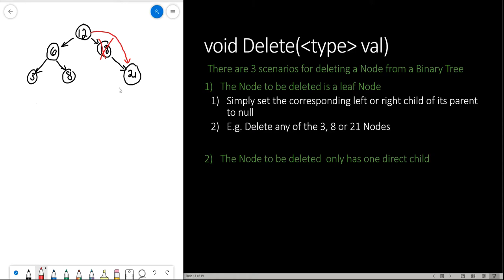The way that we do that is a two-step process. The first thing you're going to do is set up the connection to that 21. So you have to be at the parent. Assuming you're at the parent or at the child, let's say we're at the parent. So at the parent of delete node.